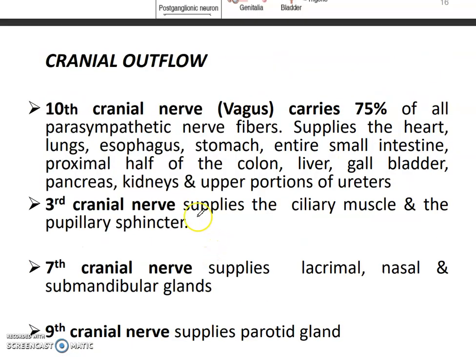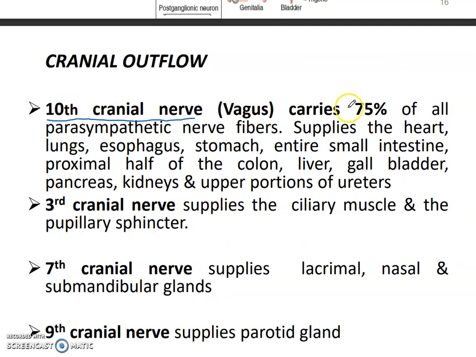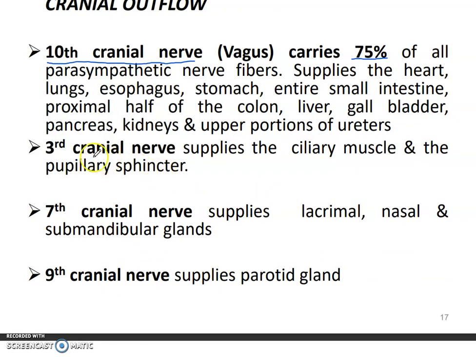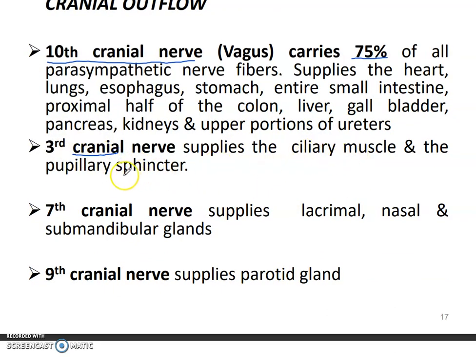And this is the cranial outflow. The 10th cranial nerve, the vagus nerve, carries 75% of all the parasympathetic nerve fibers. It supplies the heart, lungs, esophagus, stomach, and other organs. The 3rd cranial nerve supplies the ciliary muscles and the pupillary sphincters of the eye. The 7th cranial nerve supplies the lacrimal, nasal, and submandibular glands. The 9th cranial nerve supplies the parotid gland.